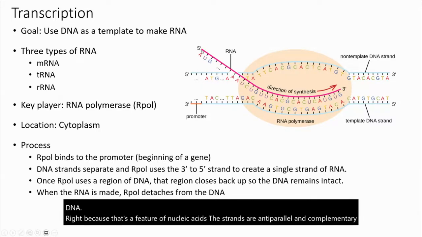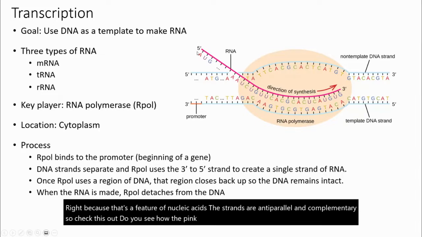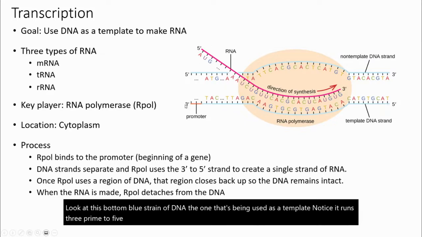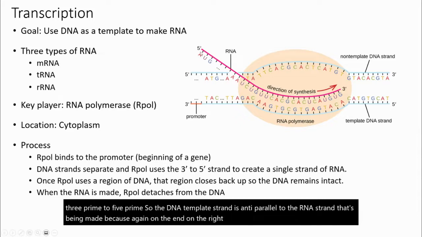So check this out. Do you see how the pink RNA molecule, right? It runs 5' on the left to 3' on the right. Well, look at this bottom blue strand of DNA, the one that's being used as a template. Notice it runs 3' to 5'. So the DNA template strand is anti-parallel to the RNA strand that's being made. Because again, on the right-hand end, the RNA is 5', the DNA is 3'.